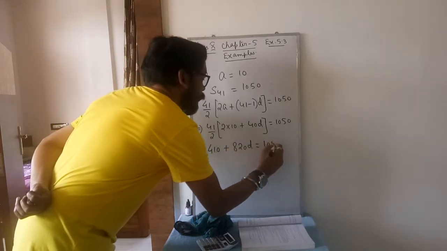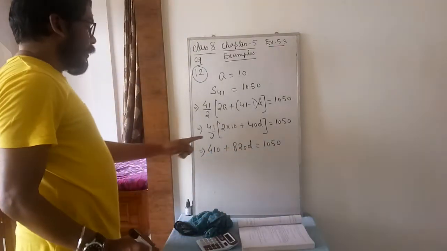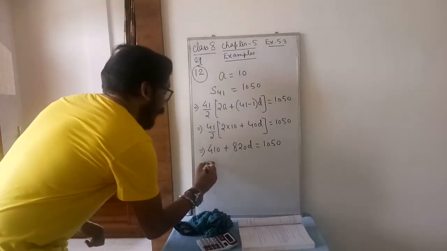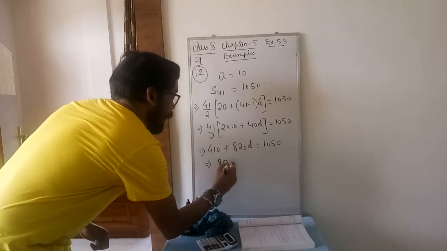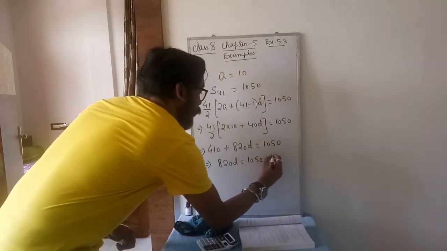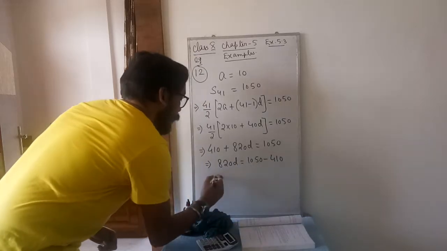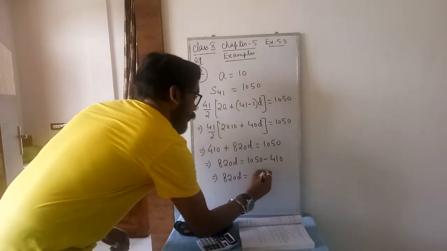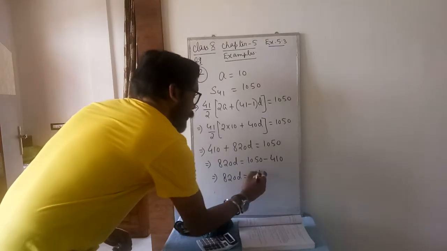So 820d equal to 1050. Let me cross check it. 2, 2 cancel, 410, 20, 20 into 40. Okay, now I have to find the value of d. So 820d equal to 1050 minus 410. 5 minus 1 is 4, it is 640.